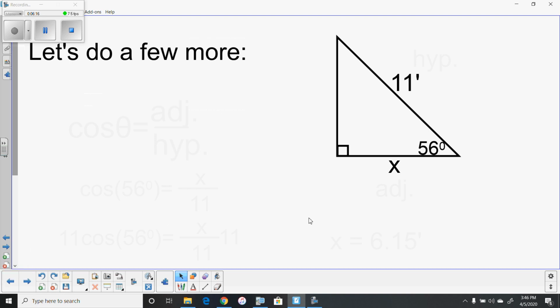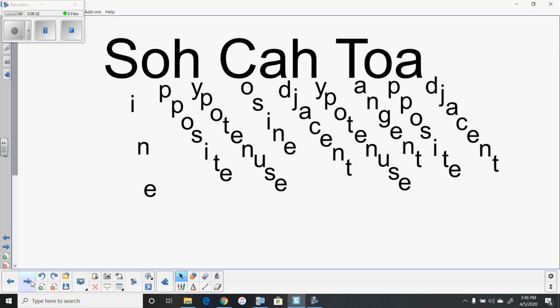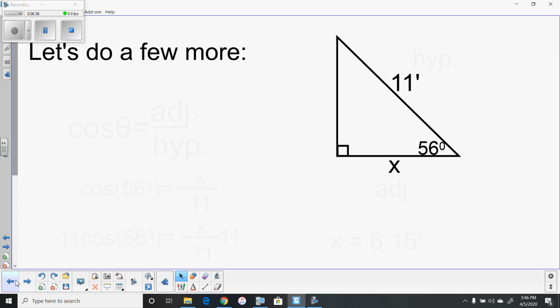Let's do a few more. So I look at my triangle. I try to see the information that I've got. 11 is my hypotenuse. X is my adjacent. Okay, so I've tried to remember which one of those is adjacent and hypotenuse.